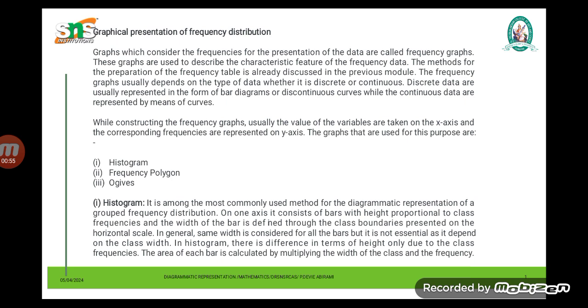Histogram is considered on both horizontal and vertical scales, in which the width is calculated according to the frequency. The area of each bar is calculated by multiplying the width of the class and the frequency.